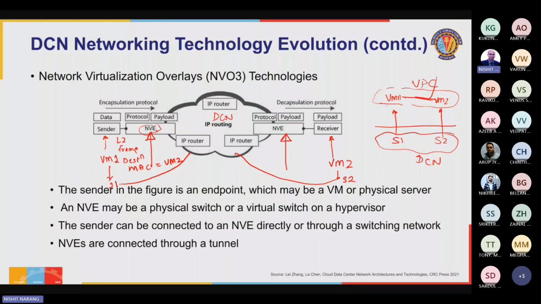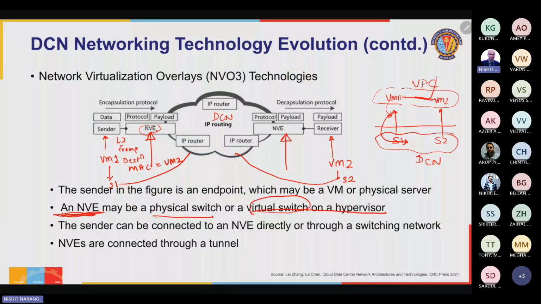In the case of a VM, this will be a switch in the hypervisor. In general, the functions of NVE can be implemented in a physical switch or inside a hypervisor as part of the virtual switch. Okay? So when a VM is getting connected, a VM connects via a hypervisor. That's what we learned. So the hypervisor implements a virtual switch. The virtual switch functions as the NVE, network virtualization edge. It takes the frame, encapsulates it into an outer IP packet, and sends it to the data center network.